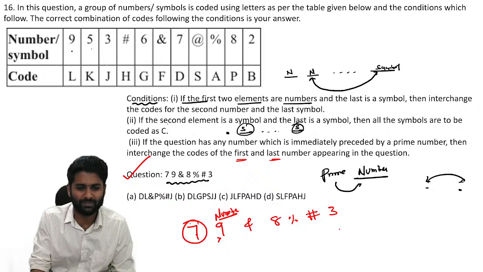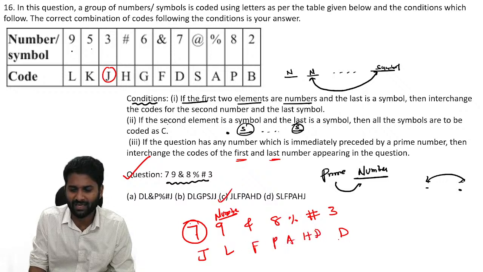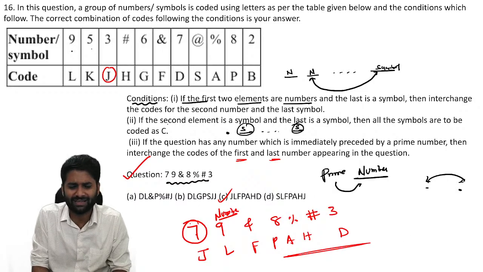Now see, what is the code of 3? J. Code of 7 is D. So you have to interchange these codes and keep the remaining as they are. So 9, what is the code here? L. The suitable answer is C. Then F, P, A, H, D. If there is no code given, guys, you can directly take it as it is.